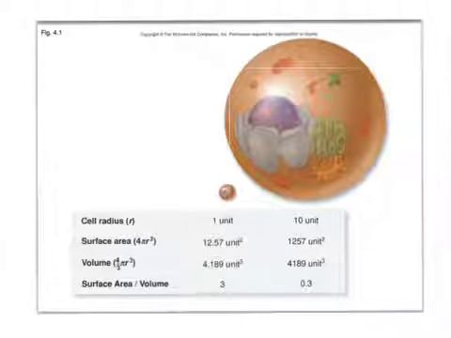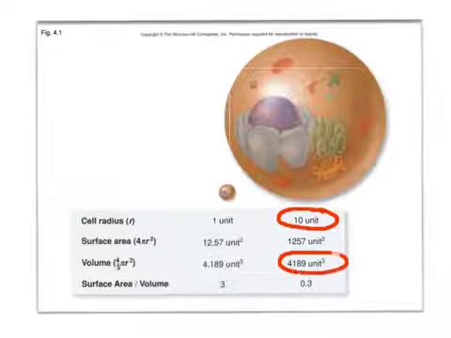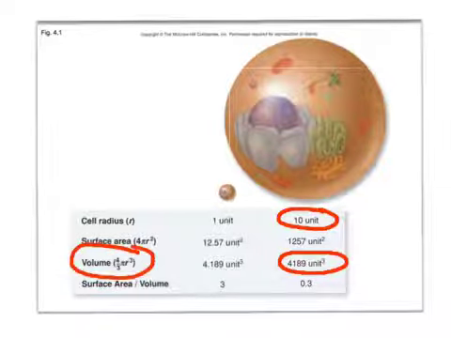If you look at the math here, let's go for red ink. If you increase the cell radius by a factor of 10, look what happens to the volume. The volume goes up by a factor of 1,000, from 4 to 4,000, and that's because the volume is 4/3 pi r cubed. That's a large factor.